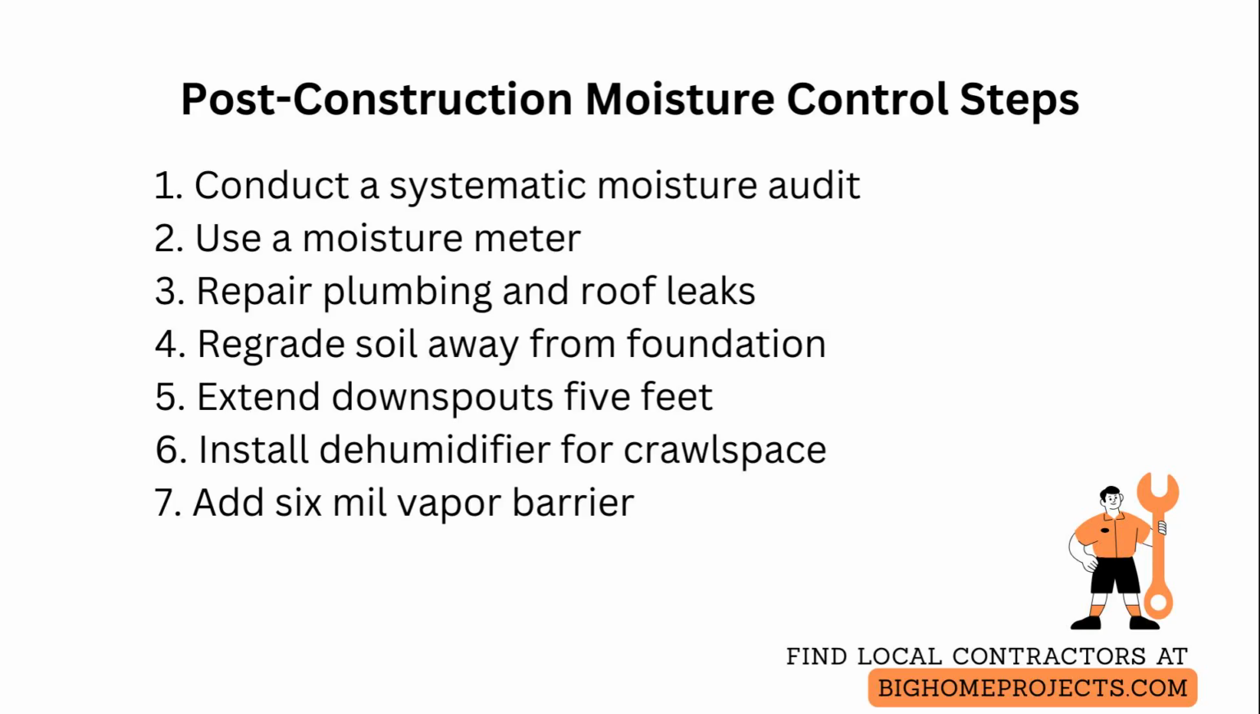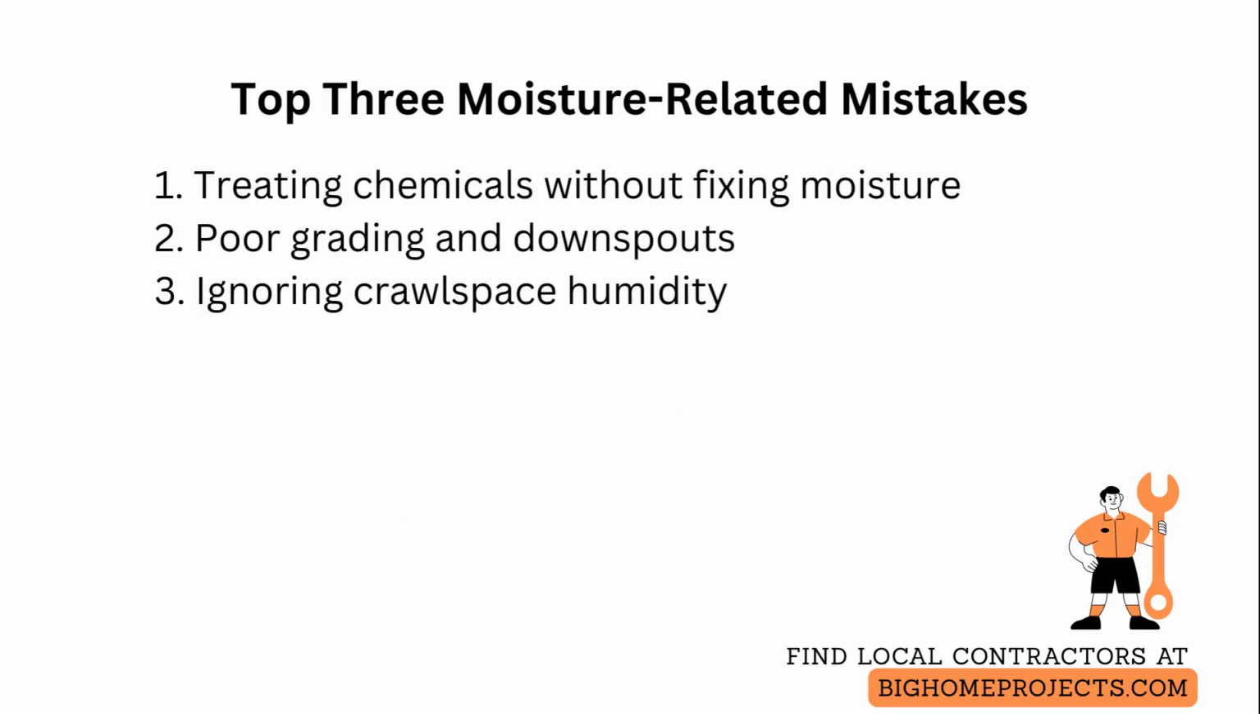any chemical treatment begins. Common mistakes include treating chemical control as a standalone fix when moisture problems persist, which allows reinfestation. Correct this by prioritizing repairs and verifying resolved moisture readings before applying termiticides. Another frequent issue is poor grading and downspout termination that keeps water against the foundation, and the remedy is to regrade to shed water and extend downspouts onto hard splash blocks or lateral drains.